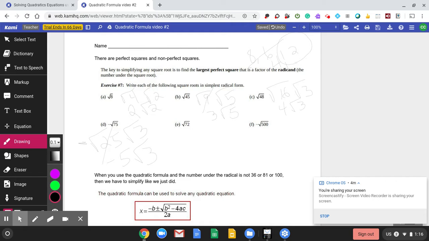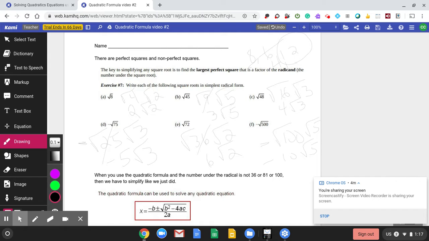It's okay to have the negative on the outside. I'm not sure if you could see that negative in letter D and letter F. 72, I'm going to divide by 2. Oh, yeah, divide by 2. 36, 36 becomes 6, and I write 6 radical 2. 500, I'm going to use 100 times 5. And what is 100 times 5? 500. Good. Let's keep the negative. So 100 becomes 10, negative 10 radical 5.